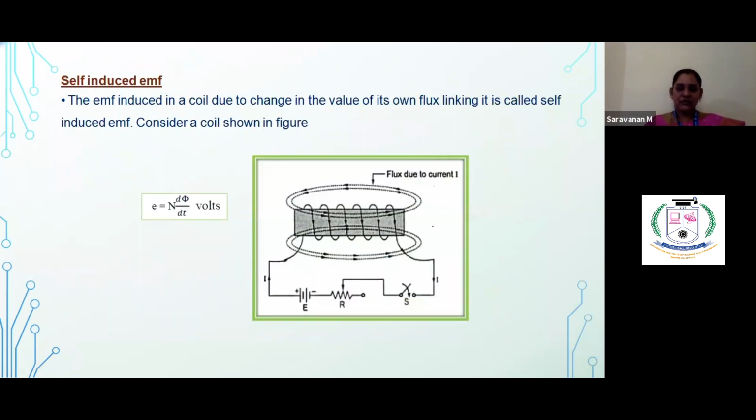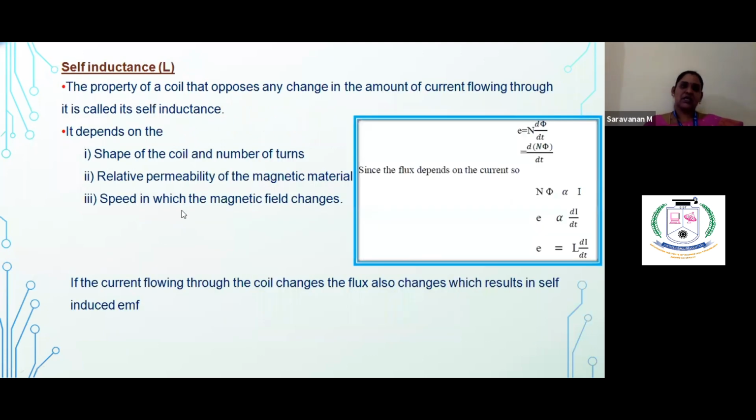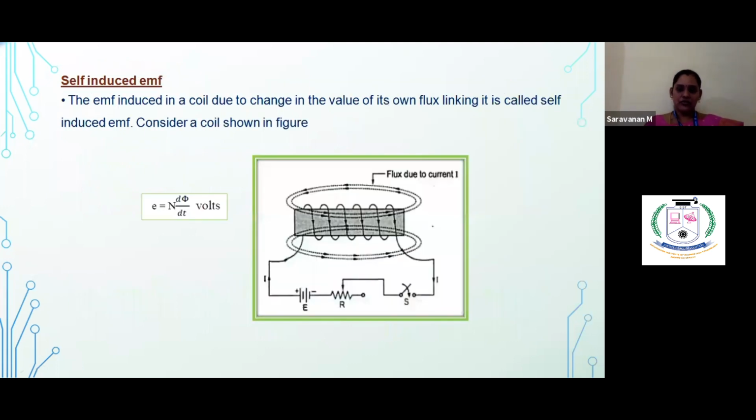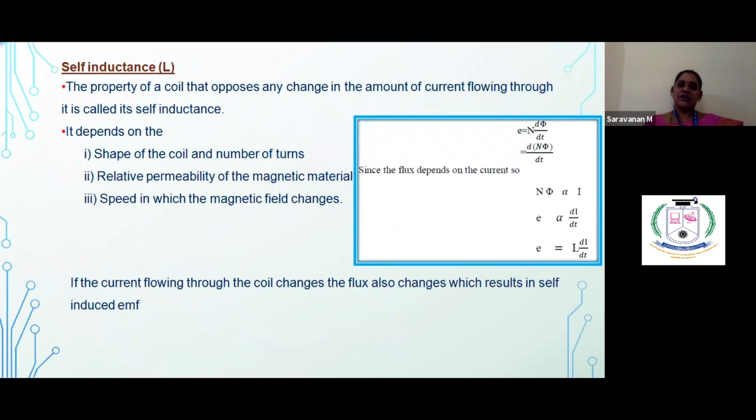Because of this self-induced EMF and mutually induced EMF, you are going to see the expression for the self-inductance. The expression is given by Faraday's law, which we have already studied: E is equal to N into d phi by dt. When I talk about the self-induced EMF, every coil has an inductance property. The inductance property existing on a self-induced coil, you call the self-inductance of the coil. It is the property of the coil that opposes any change in the amount of current flowing through it.